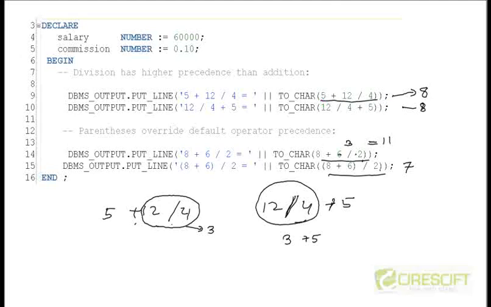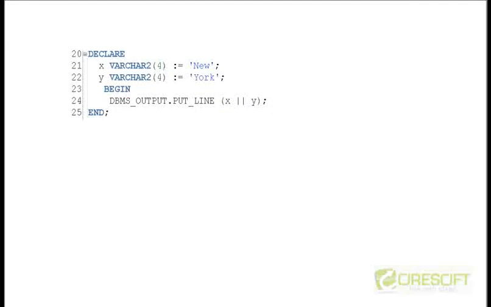Let's take an example of the concatenation operator. Let's say I have one variable x, which is New, and another variable called y, which is York. If I do x concatenate y, it is going to concatenate New and York, so the answer will be New York.